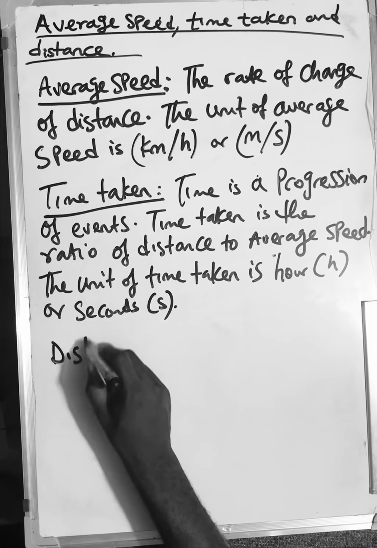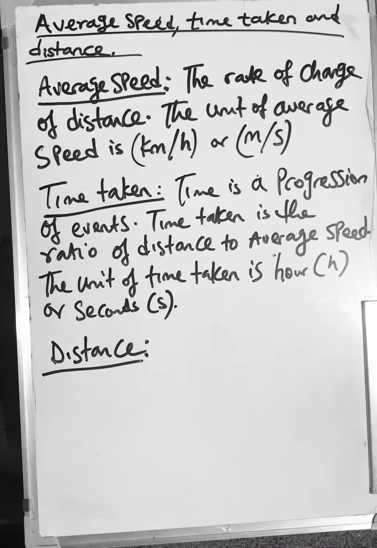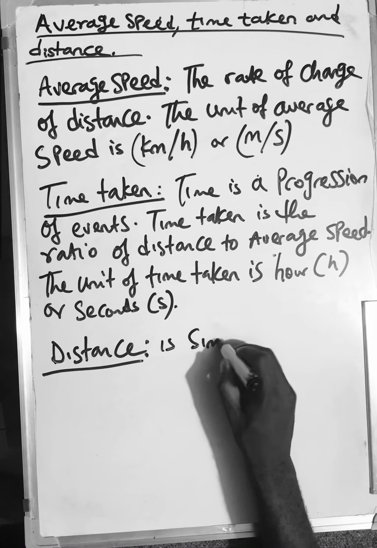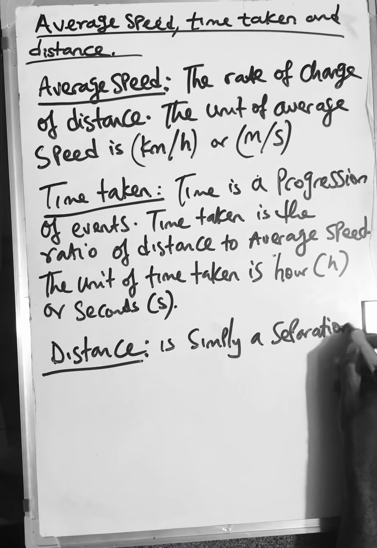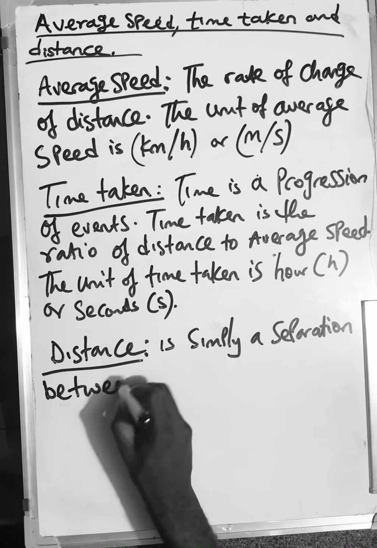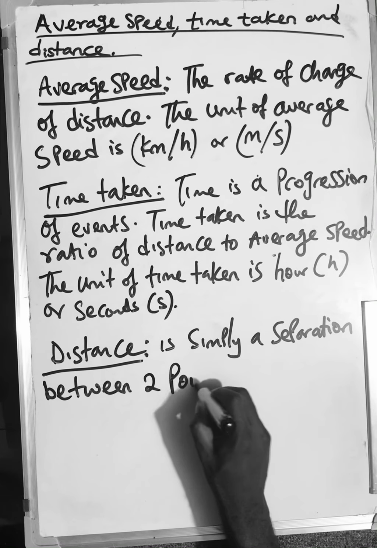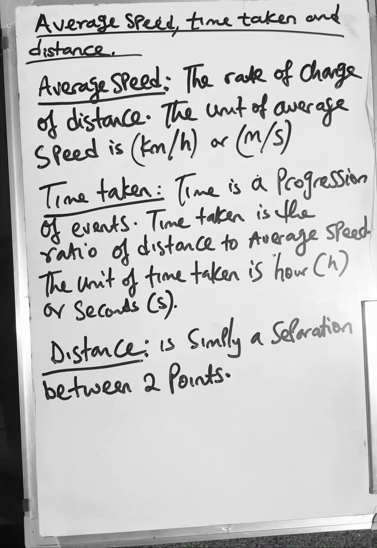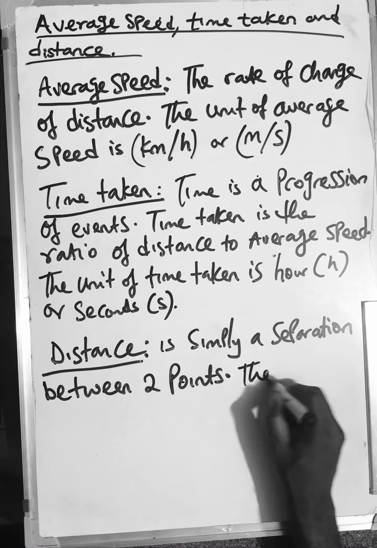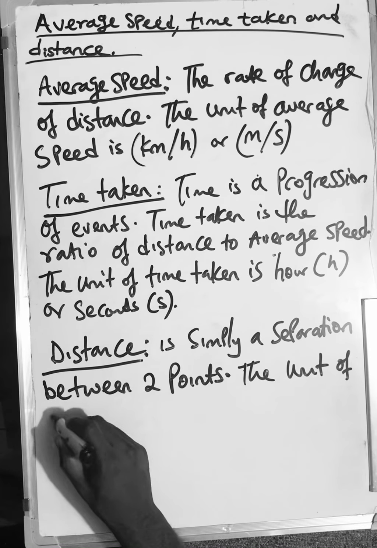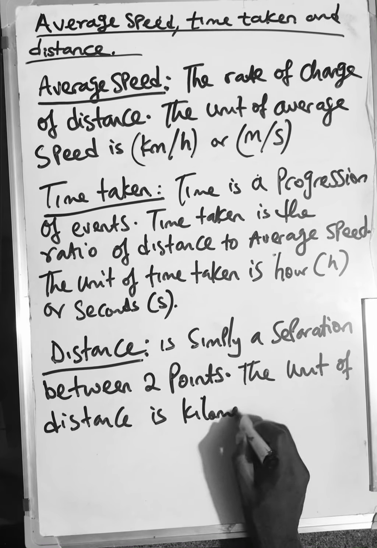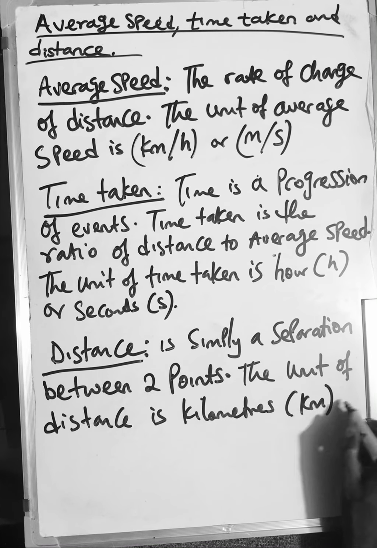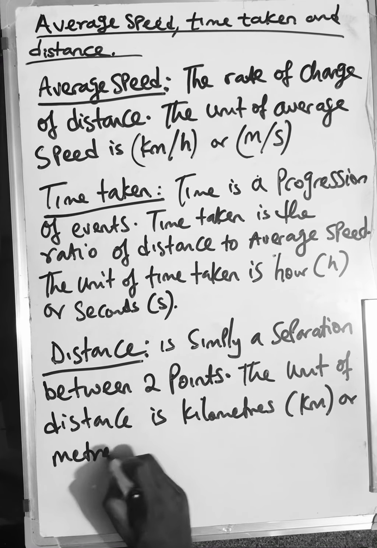Then we move over to distance. What is distance? Distance is simply a separation between two points. That's the meaning of distance, a separation between two points. The unit of distance is kilometers or meters.